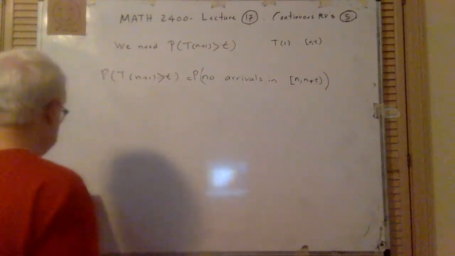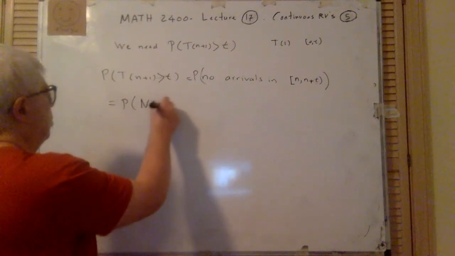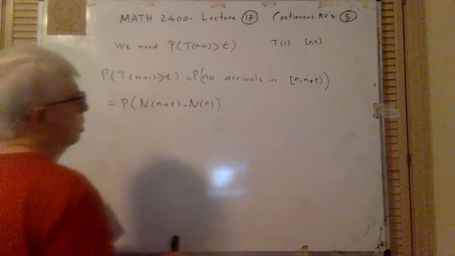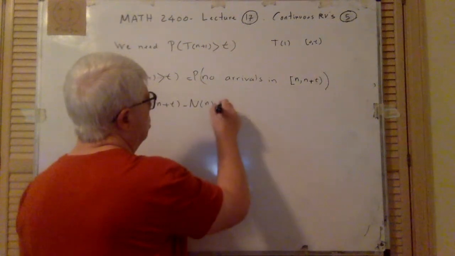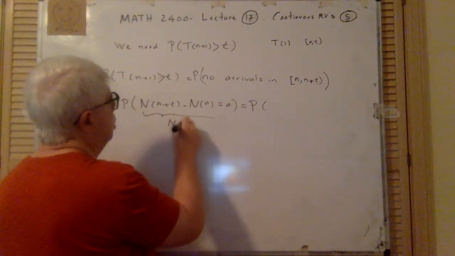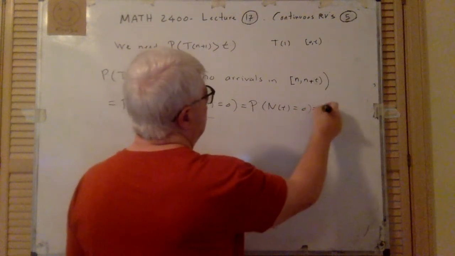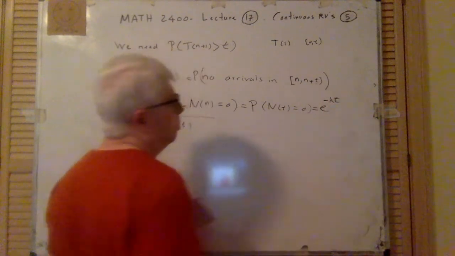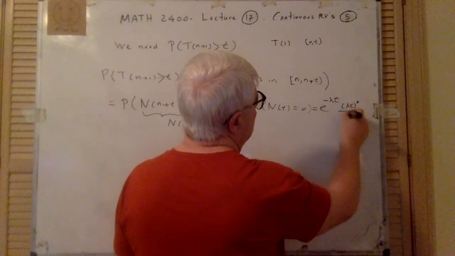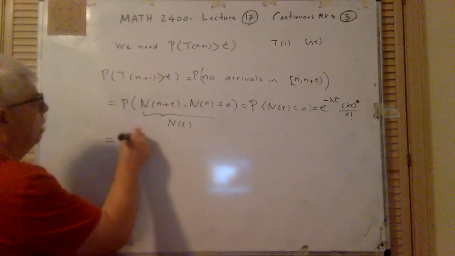Okay, so that is P of N(n+T) minus N(n) equal to small n. Remember, this was equal to 0. But remember, I calculated this was in fact equal to N(t). So that's like saying that P of N(t) equals 0. But remember, that was e to the power minus lambda t, times lambda t to the power 0 over 0 factorial. So this equals in fact e to the power minus lambda t.